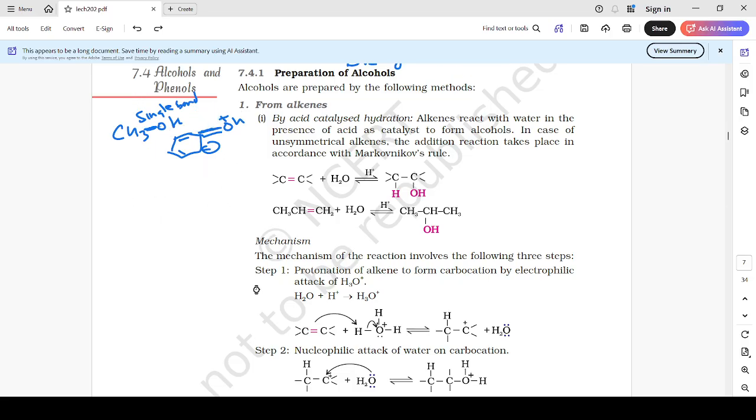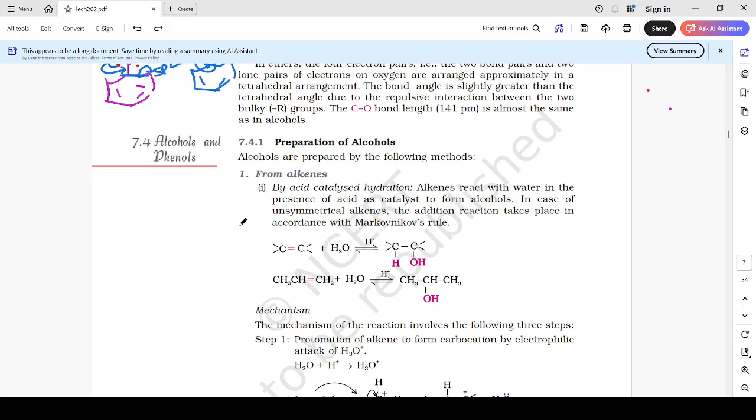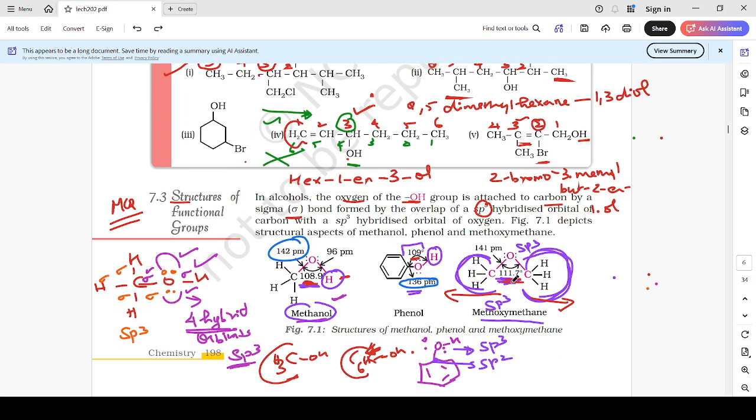Ma'am, also between methanol and methoxymethane, is the reason that the bulkiness pushes it together? But won't it push it further apart because of repulsion? The bulkiness pushed it apart, so only your bond angle is increased. Then why does the bond length change? Not much change. It's just 141 and 142. It's not a big deal here. Oh, okay, ma'am.